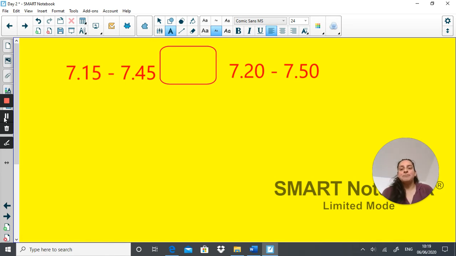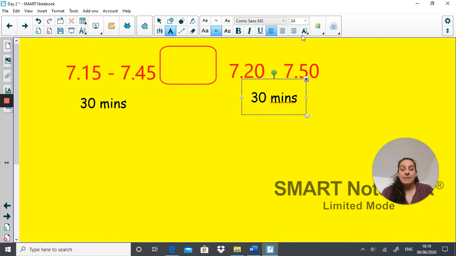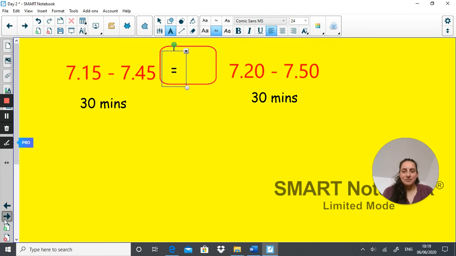Hopefully, you would have worked out that between 7:15 and 7:45 is an elapsed time of 30 minutes. And between 7:20 and 7:50, there's also an elapsed time of 30 minutes. And therefore, the sign that goes in the box should be an equal sign. Got that right? Well done.